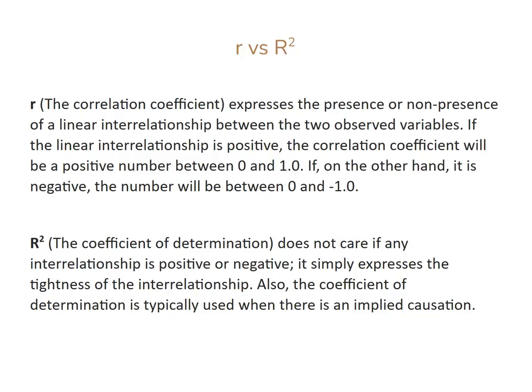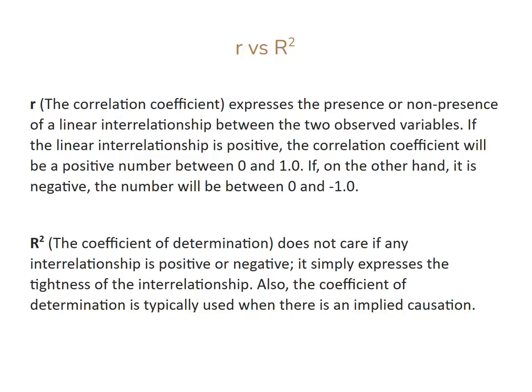So it's going to be a number between 0 and 1. But depending on the trend of the line, if it's showing a positive slope, if the line is increasing, then it would be a positive number between 0 and 1. But if the slope is negative, if the line is decreasing, then it's going to be a negative number between 0 and negative 1.